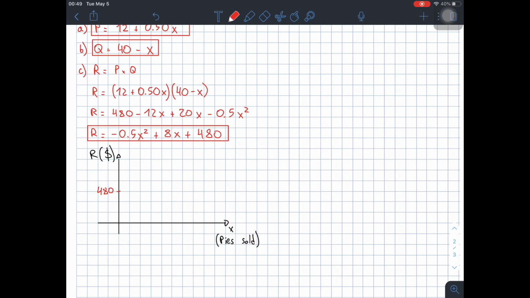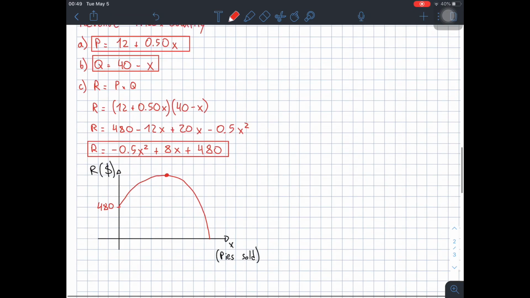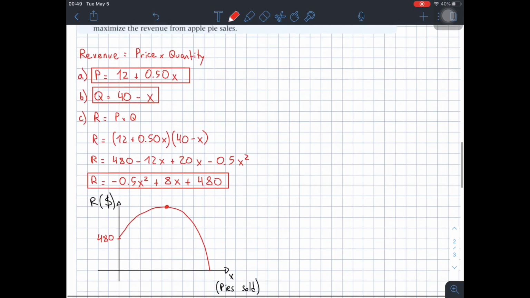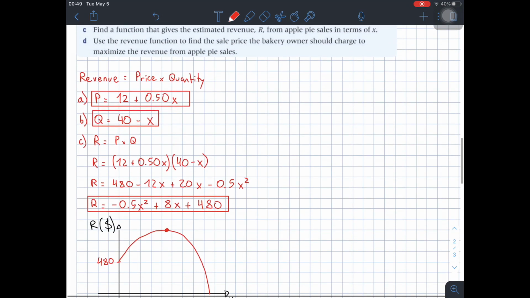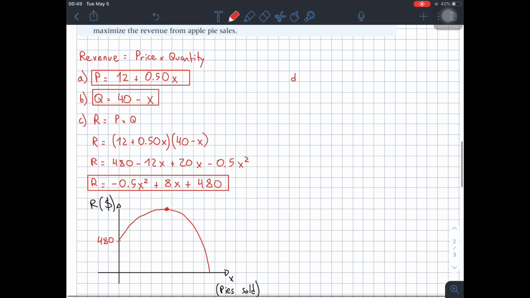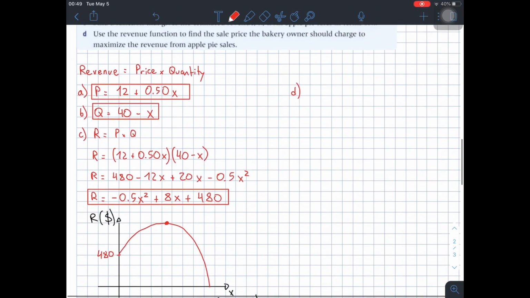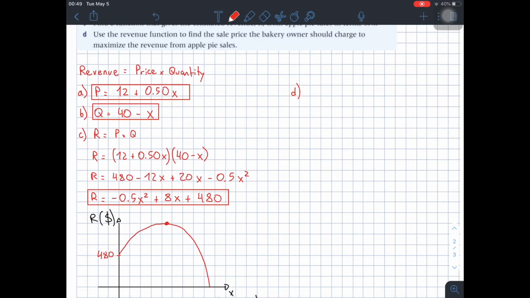But the parabola should look something like this. Opens downward, so we're going to have this. We're going to have a maximum value, which implies a maximum revenue, which is the point that interests us the most. So let's see. For part D, I'm going to do that here. It says, use the revenue function to find the sale price the bakery owner should charge to maximize the revenue from the apple sales. So we need to find this maximum point over here.